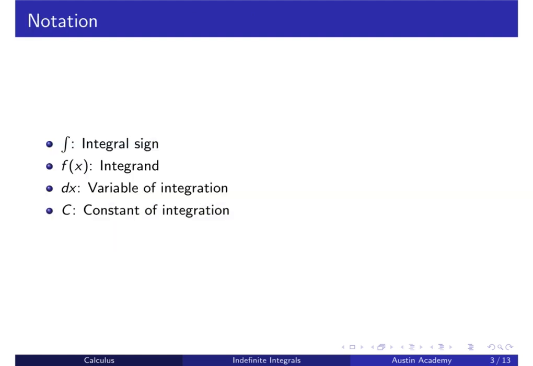Notation. Here's how we read the notation for integrals. The symbol that looks like a stretched S is the integral sign. Next comes the integrand, which is the function we're integrating. The dx tells us the variable of integration. And finally, the constant capital C is the constant of integration, because integration gives a whole family of functions.